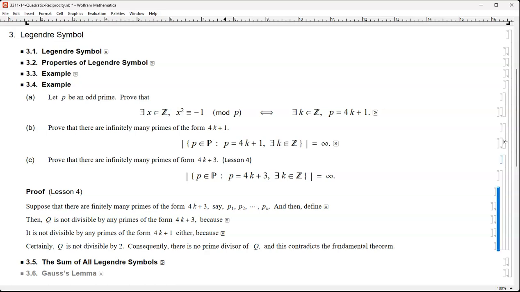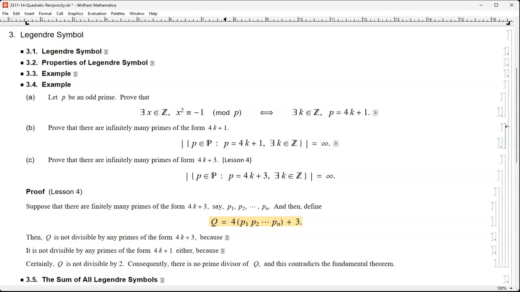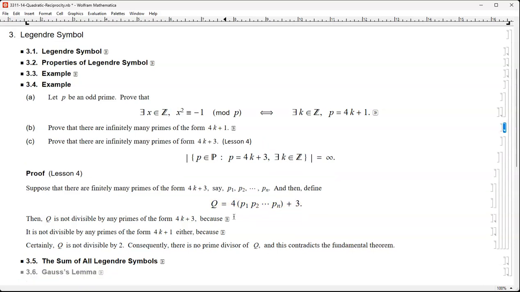Again, suppose that there are finitely many of them, P1, P2, P3 up to Pn, and then we're going to define, similarly, the product of them all, and plus 3 this time. An obvious attempt to get a 4k plus 3 expression. Alright? Then, Q is not divisible by any primes of the form 4k plus 3, because that's 0 mod any Pi and then plus 3. Oops.